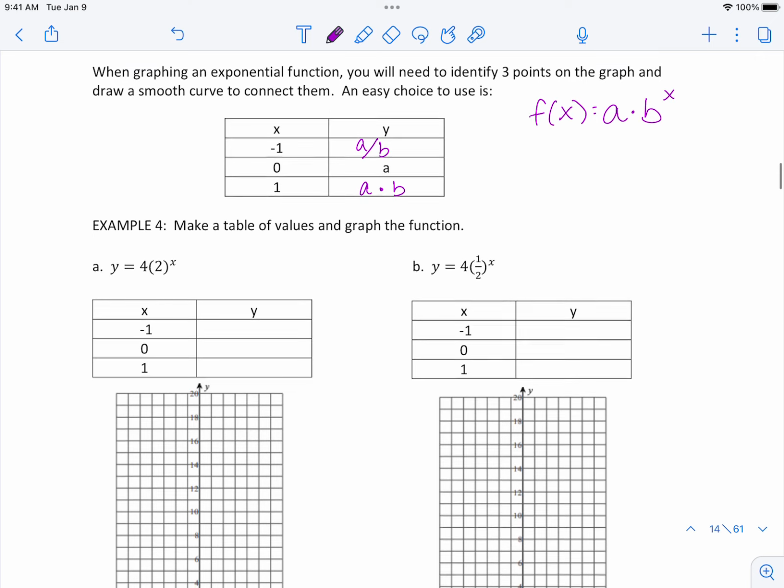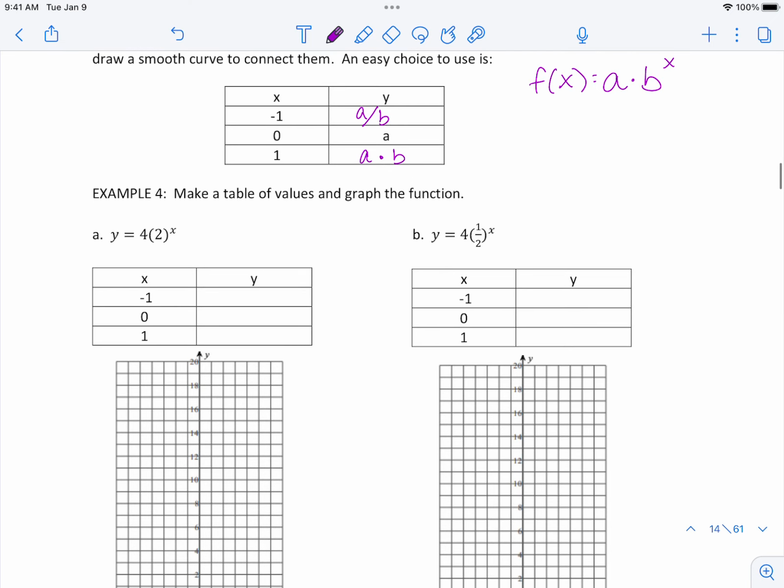So first I have y equals 4 times 2 to the x power. So (0, 4) will be my y-intercept. To get my value at -1, I do a divided by b. Remember, my a is 4, my b is 2. So 4 divided by 2 is 2. To get my value at 1, I multiply a times b. 4 times 2 is 8.